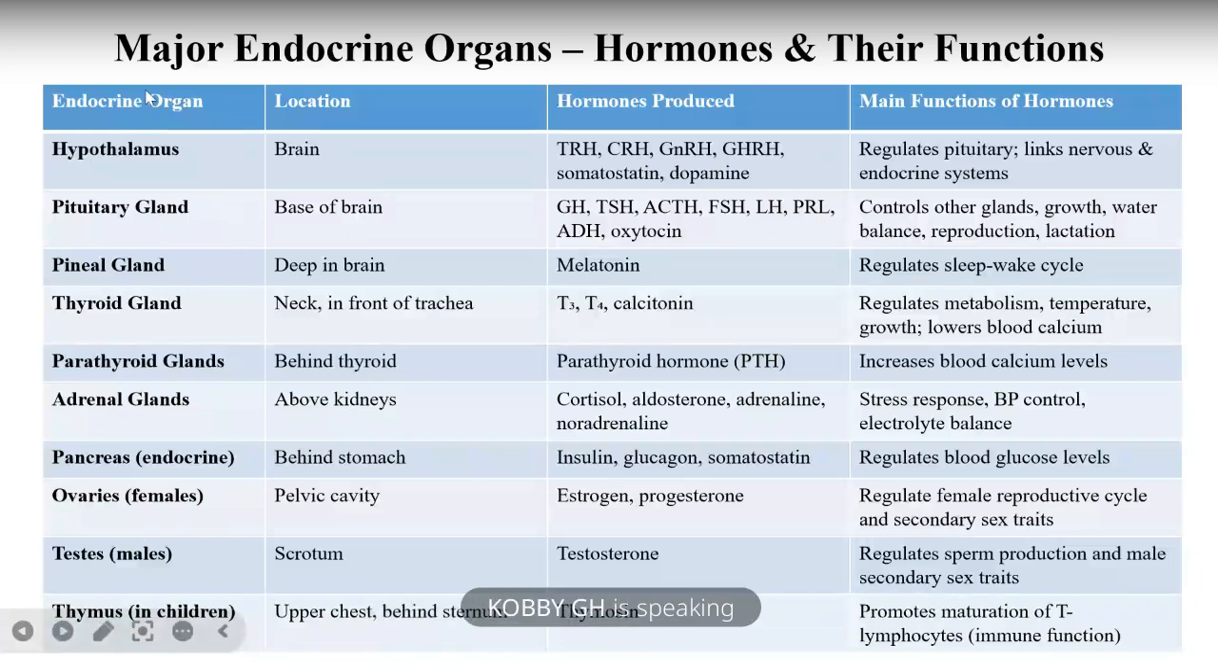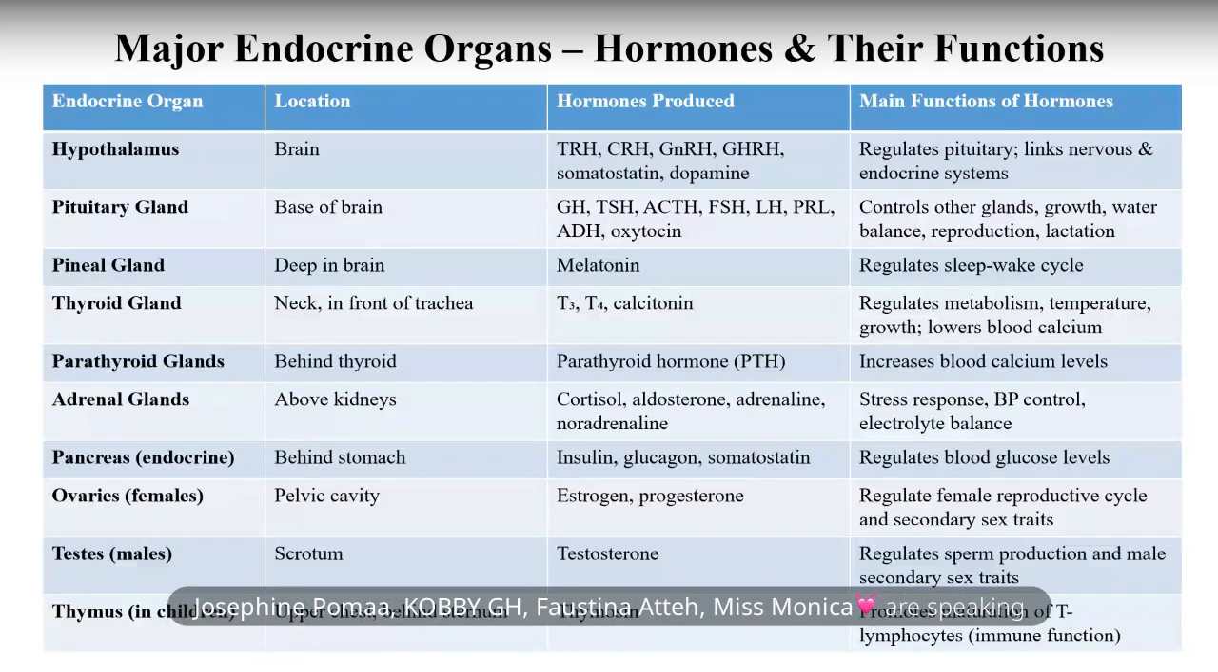So from tomorrow, we will start looking at the major endocrine glands, like the hypothalamus, the pituitary gland, the pineal gland, the thyroid gland, the parathyroid gland. We will look at the hormones they produce and the functions of these hormones. The hypothalamus is located in the brain. So you can start reading in advance so that tomorrow when we come, it will be an active class.